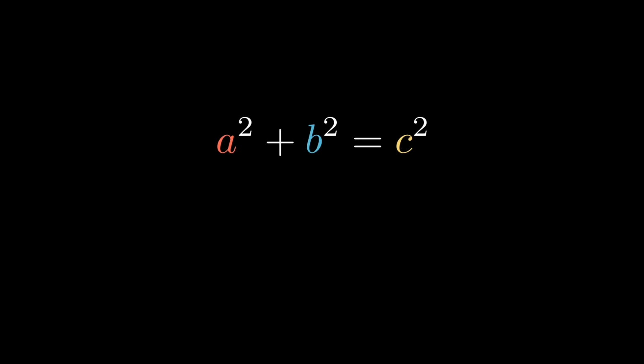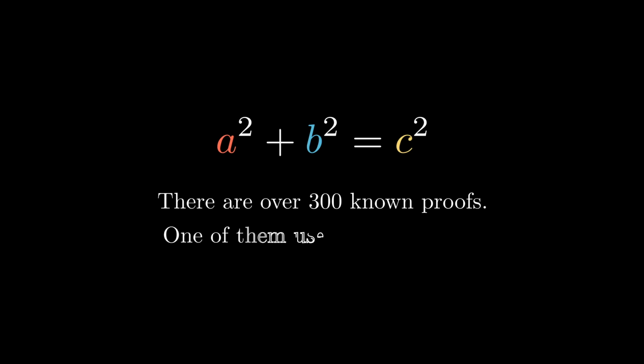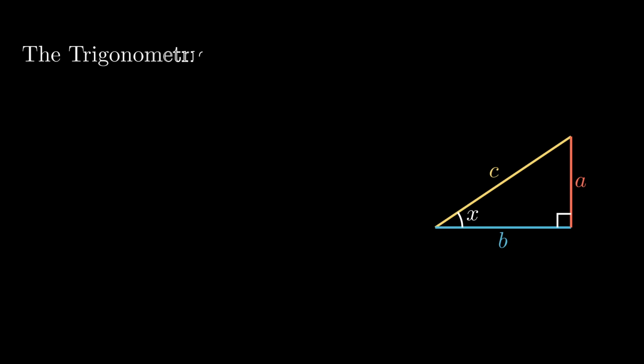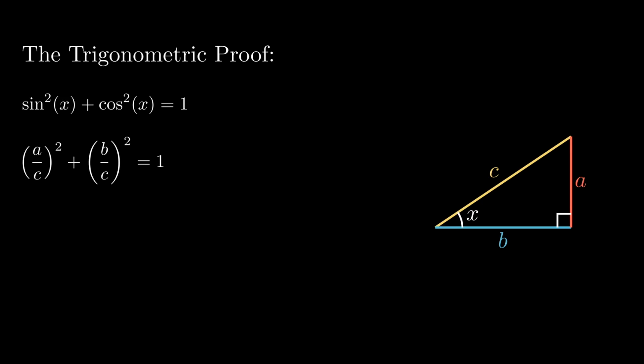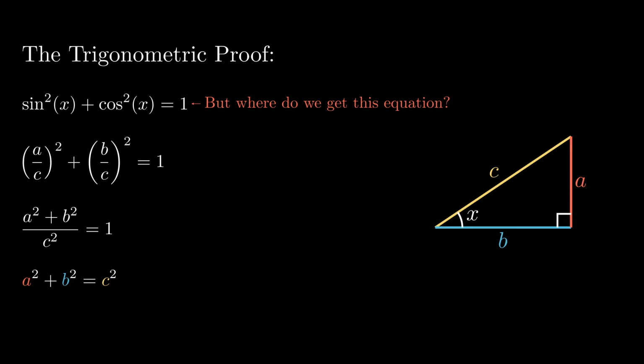The Pythagorean theorem. It has over 300 proofs, and one of them uses trigonometry. It goes something like this. You use the cos square plus sin square equal to 1 formula, and then by plugging in their values, you prove that a square plus b square is equal to c square. But from where did we get this equation?